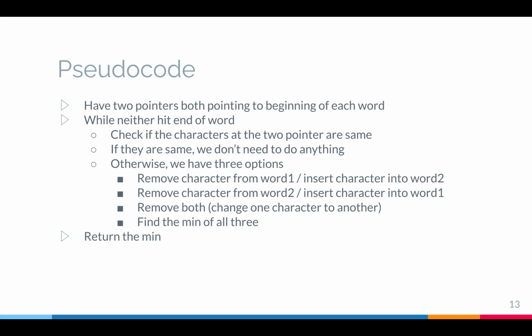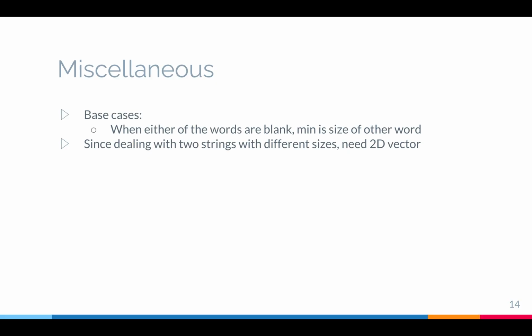So here is the pseudocode for the function. You first have 2 pointers pointing to the beginning of each word. And then while neither hits the end of the word, you check if the characters at the 2 pointers are the same. If they're the same, then we don't need to do anything because the minimum number of operations won't change. Otherwise, we have 3 options, which is to remove the character from word1, remove the character from word2, or remove both of them. And since we're finding the minimum, we want to find the minimum of these 3 options. And finally, return the minimum.